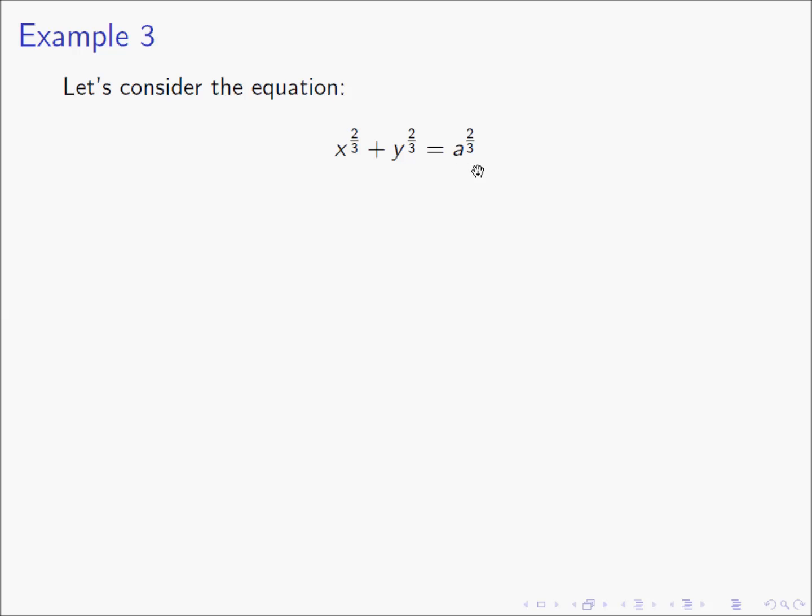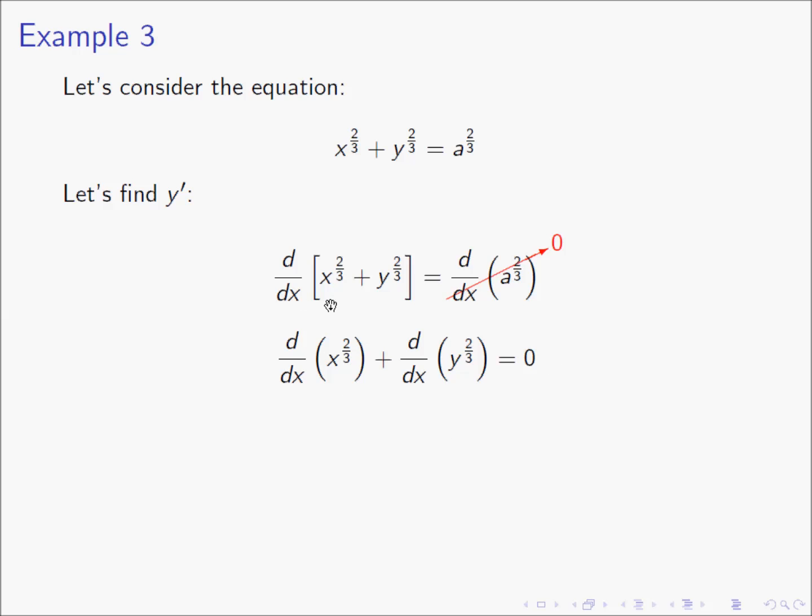Let's consider this equation. Here a is a constant, and let's try to find y prime. We take the derivative of both sides. On the right side we have a constant, so its derivative is 0. On the left side we can distribute the derivative like this, and here we use the power rule.